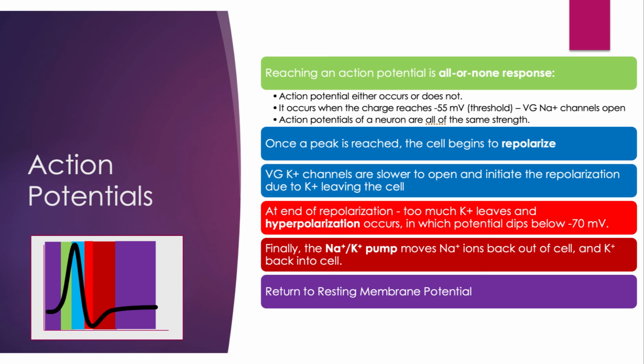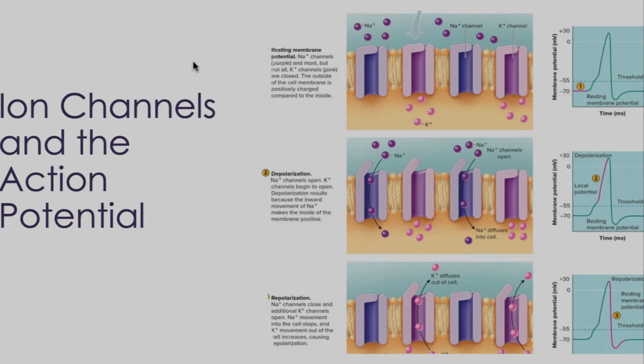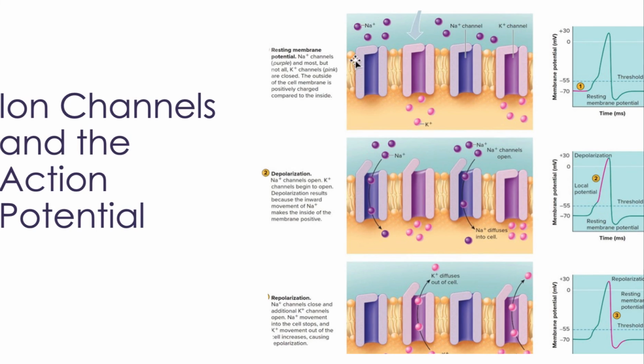We can look at this in a slightly different type of orientation, and you can see what's going on at the channel level. At resting membrane potential, there's more sodium on the outside, more potassium on the inside. When we hit depolarization, that initial portion, or once we hit threshold, sodium channels open and sodium goes into the cell. After that, the sodium channels will close once we hit the peak. The potassium channels will open and potassium will leave the cell. And they do a little bit too good of a job, causing hyperpolarization, and then returning back to resting membrane potential.